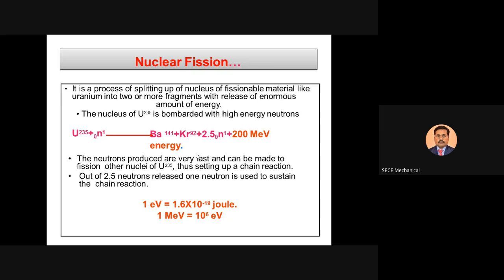If you want to control the reaction, we have to provide a moderator. That moderator's purpose I already told: it is used to slow down the neutron. And similarly, if you want to cut down the reaction, you have to use control rods. With the help of those only we can control this chain reaction.